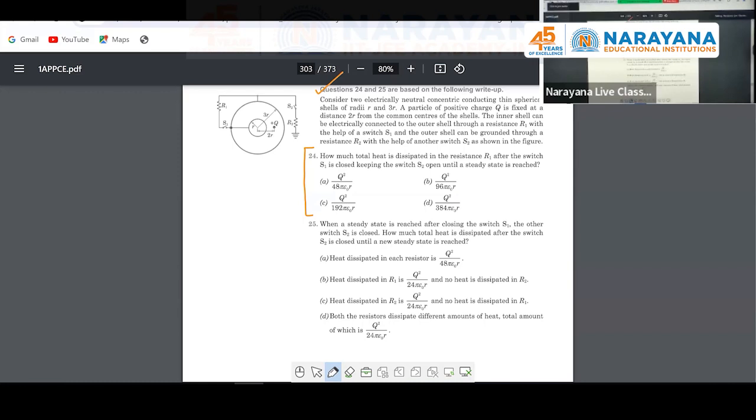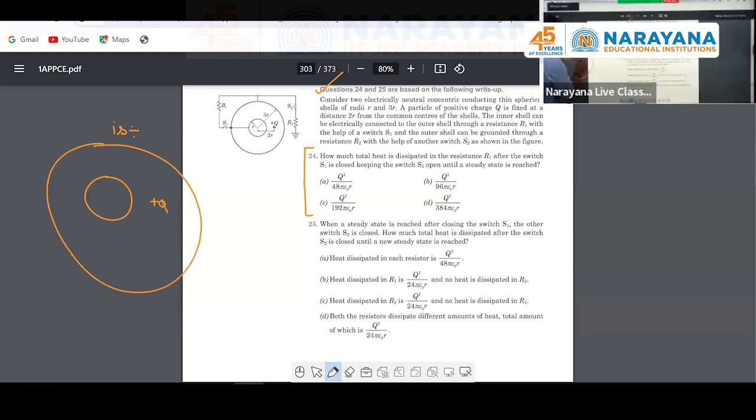See, in the first part, remember, a capital Q charge is also being kept at a distance of 2r from the center. If you look into the initial state, when you are starting the problem, when you are closing the switch, I'm redrawing the circuit just to show you the initial state. The outer shell is not even connected. So the state is like this.